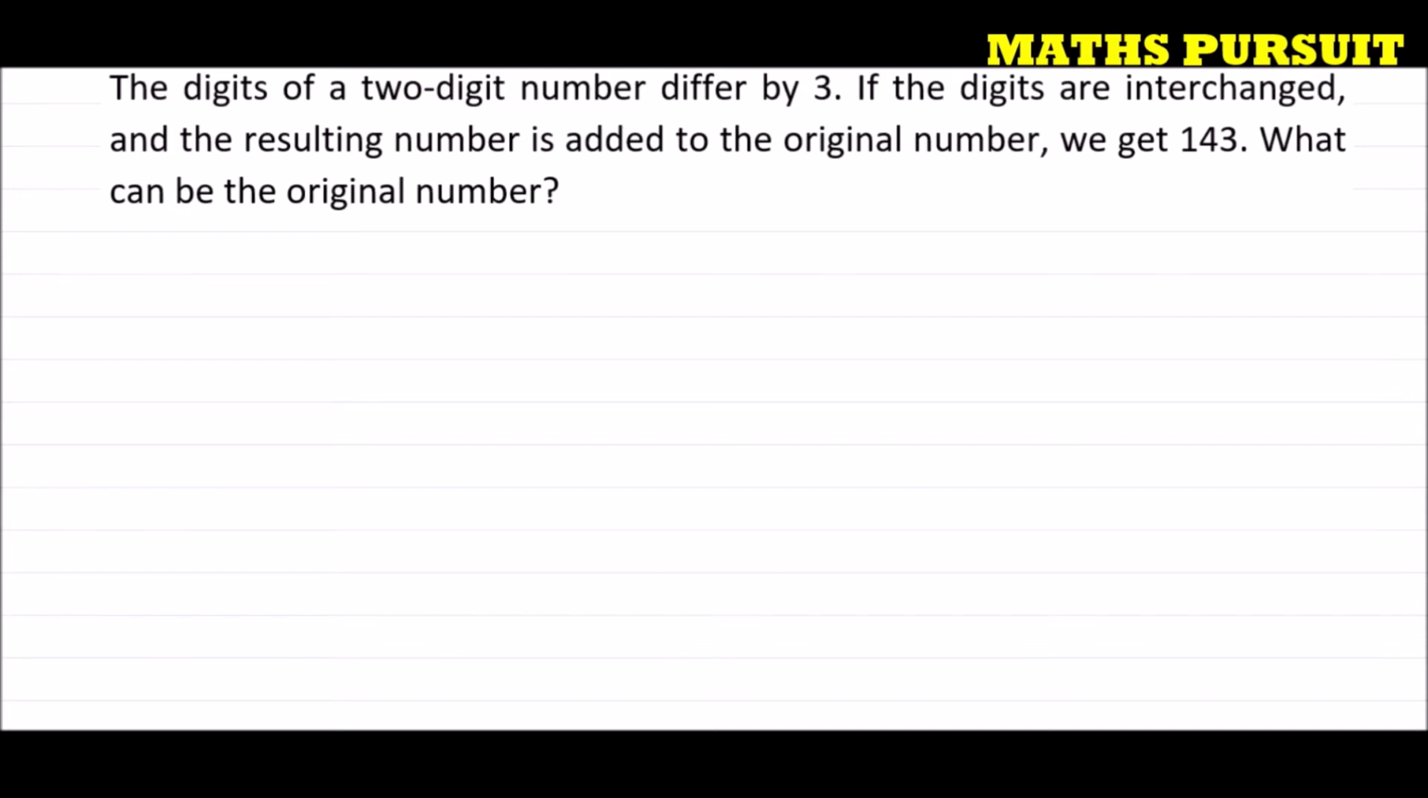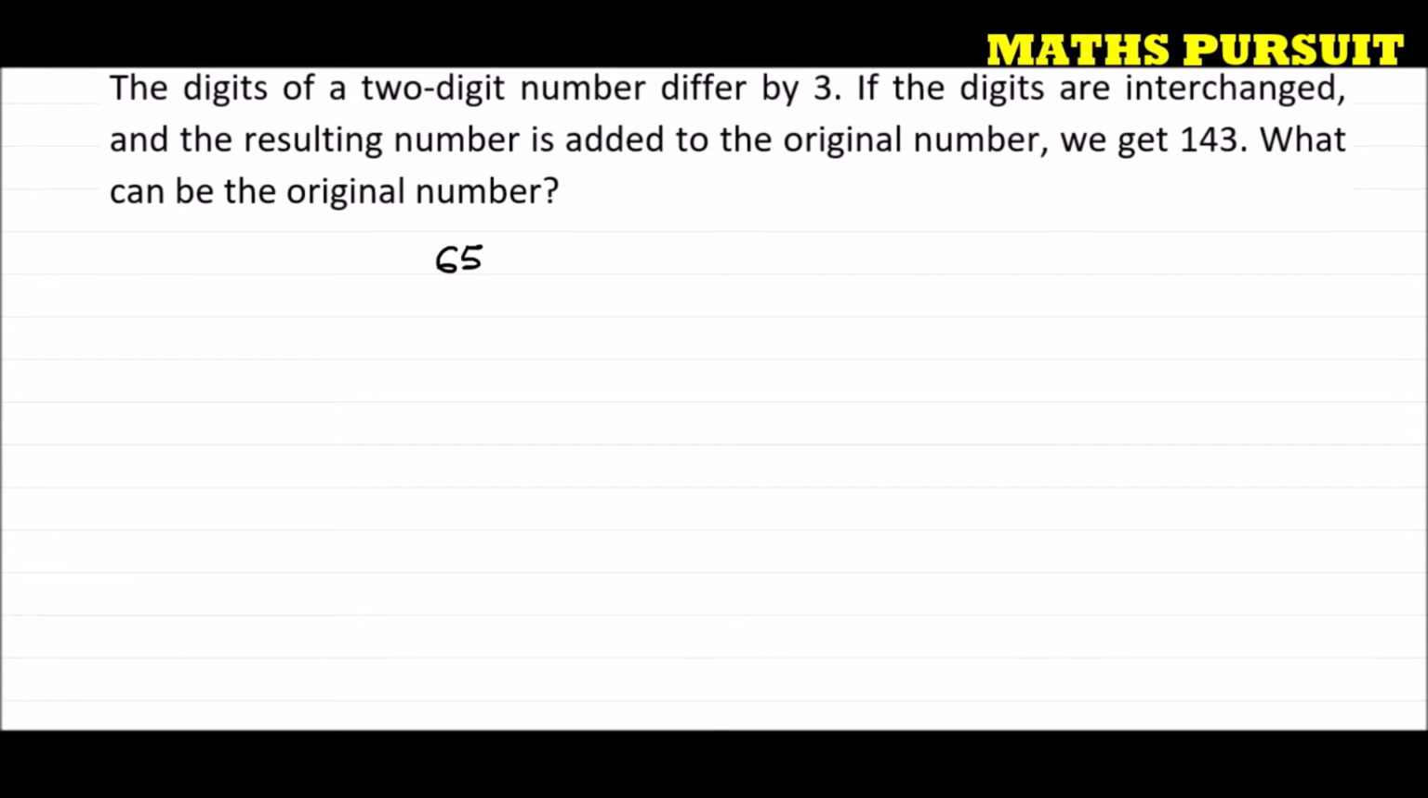Let me first of all take one example so that it will be easy for us to understand. Now the digits of a two-digit number. For example, if my two-digit number is 65, the digits differ by 3 in our question. Here the difference is 6 minus 5, which is 1. So that doesn't matter, but let us try to understand.